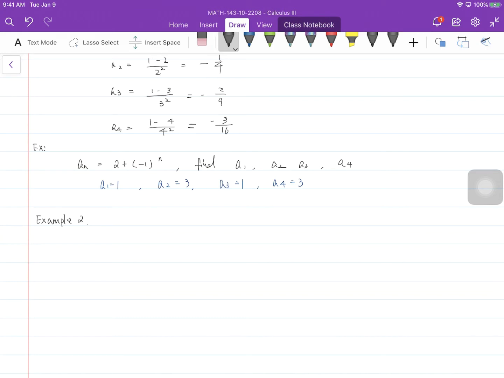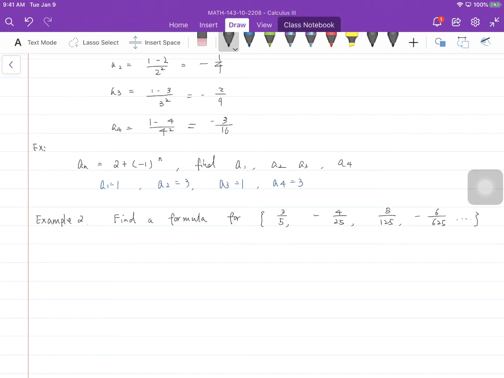Okay, next one, example 2. For example 2, it is the opposite way. Given the terms of a sequence, we want to find the general formula. Find a formula for the sequence like this: 3/5, -4/25, 5/125, and -6/625. Okay, so this is the given sequence. We want to find the an.